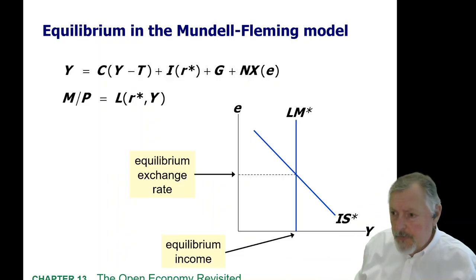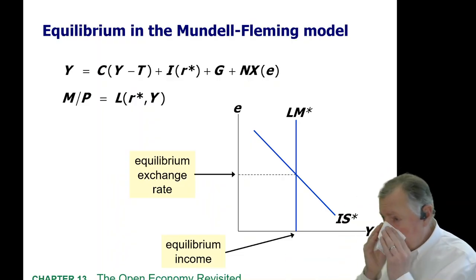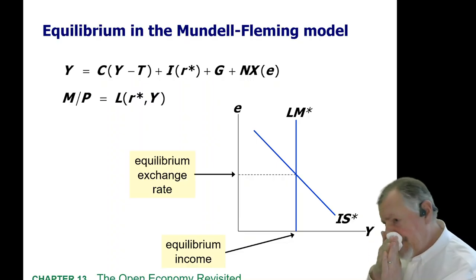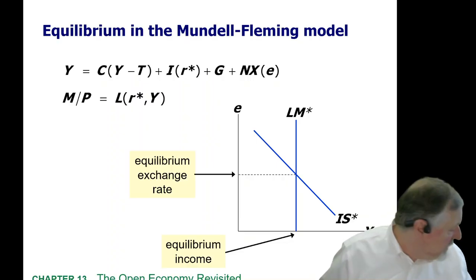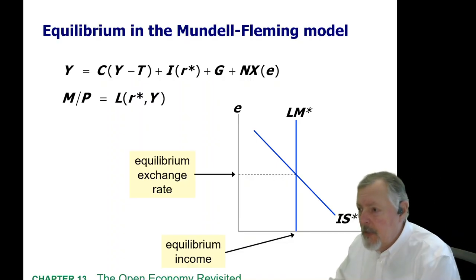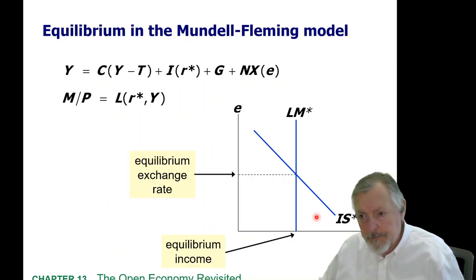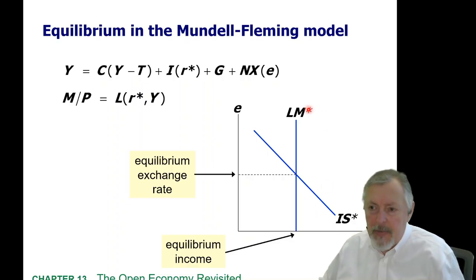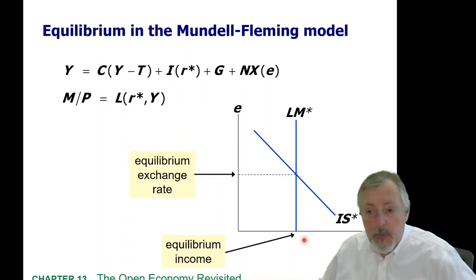Now, combining the new IS and LM curves shows the combination of exchange rate and output that brings both the goods market, the IS curve, and the money market, the LM curve, into equilibrium.